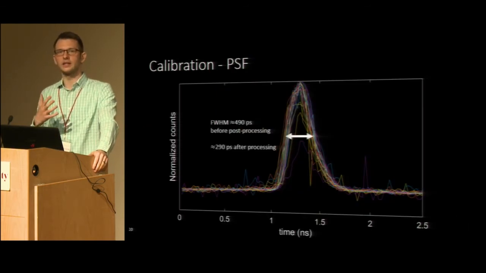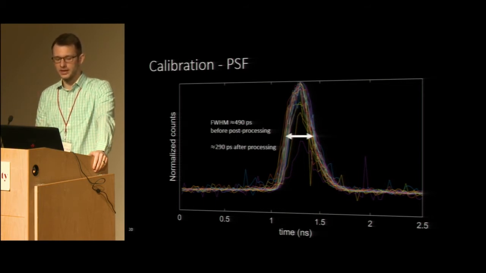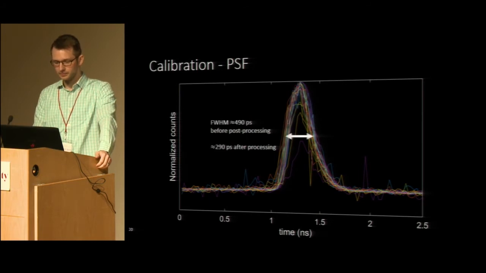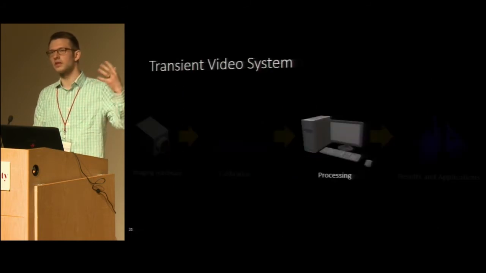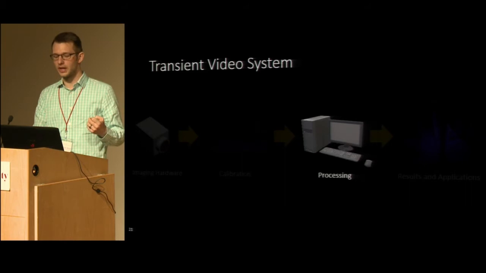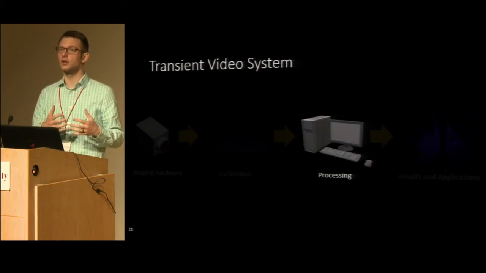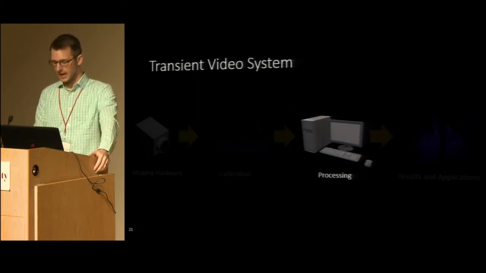We can also characterize the temporal point spread function, or PSF, of the system, which we find to be around 490 picoseconds before processing, and after performing deconvolution, we can reduce this to around 290 picoseconds. So with some of the properties of the sensor characterized, how can we incorporate these into a post-processing framework? And since we're operating at very fast acquisition speeds and low exposure, how can we improve the quality of the captured results?